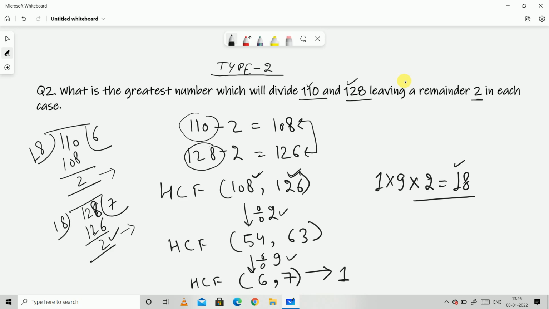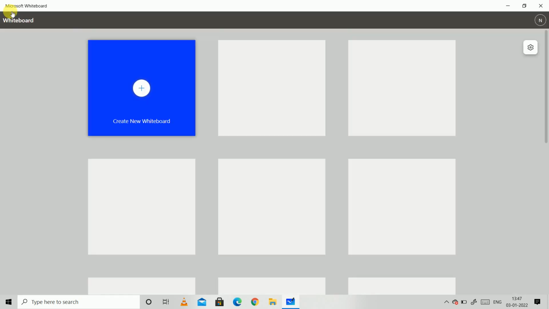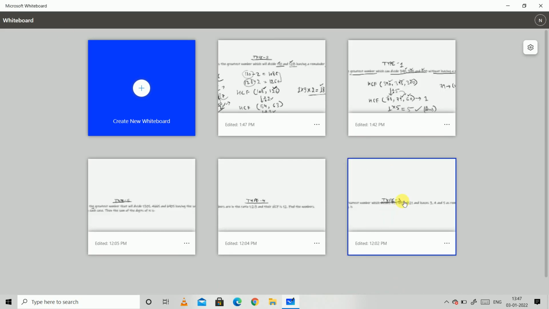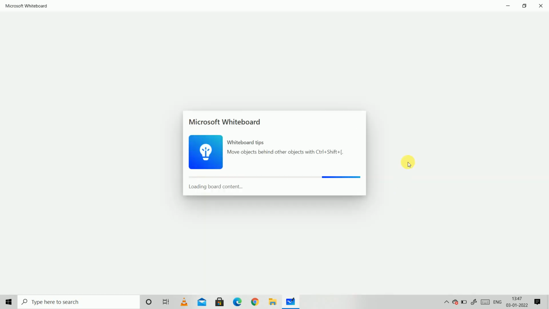So you just need to subtract the remainder from the numbers and find out the HCF of those numbers which are obtained by subtracting the remainder. That will give you the greatest number which will divide the given numbers leaving that remainder. Okay, so this is type 2. Now let's move on to type 3. Let's see type 3. So here is type 3.